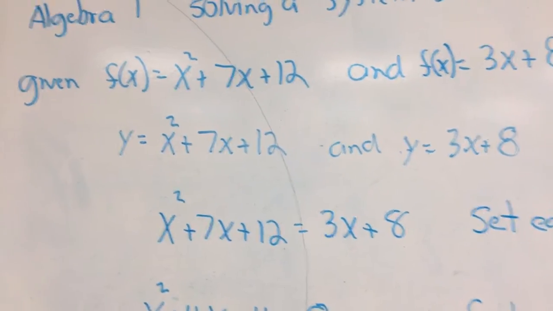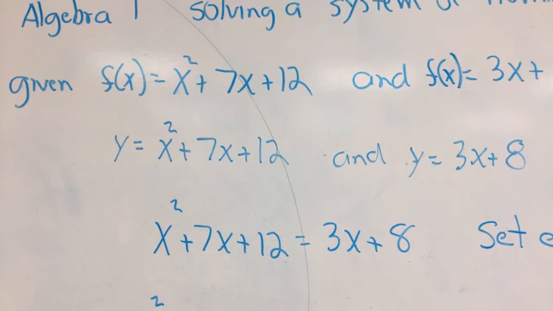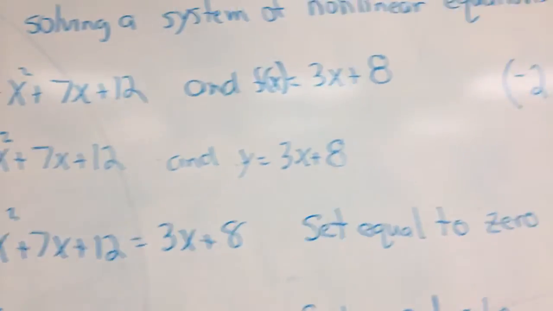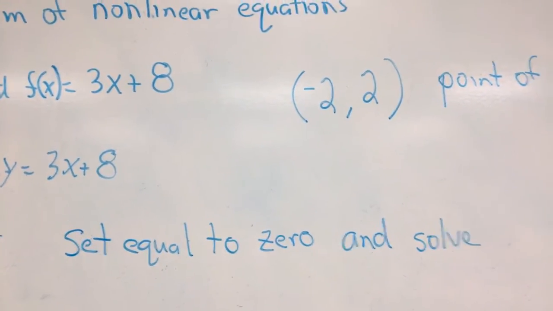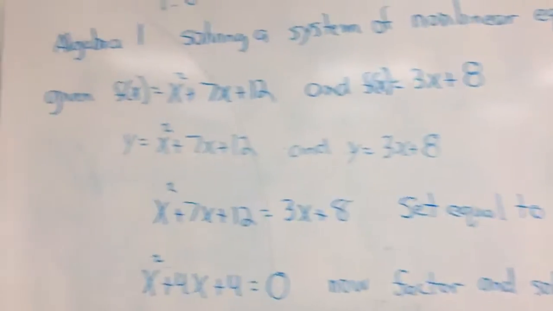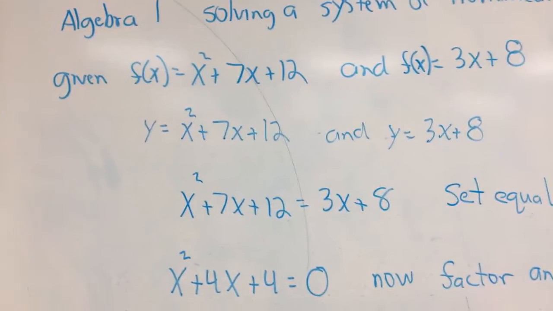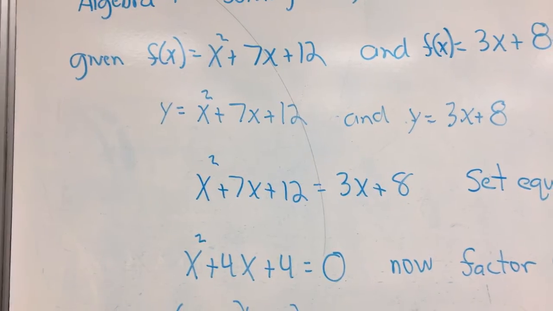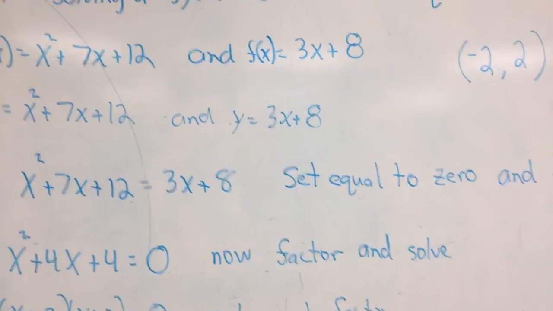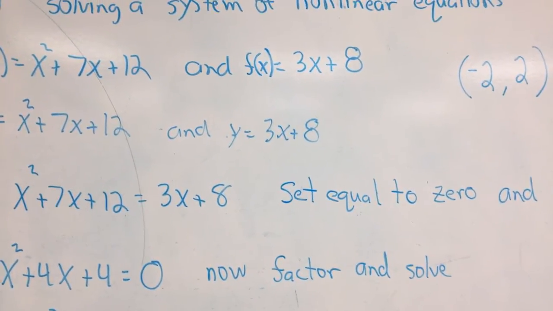X squared plus 7x plus 12 is equal to 3x plus 8. Now, set it equal to 0 and solve. Now we're back into familiar territory. If I subtract 3x and subtract 8 from both sides, I get x squared plus 4x plus 4 is equal to 0. And now I get to factor and solve. All that chapter 7 stuff coming back at you.